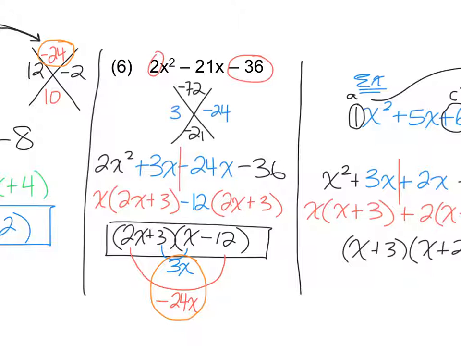Because you already know that the 2x and the x is going to give you 2x squared. The 3 and the negative 12 is going to give you negative 36. Those are generally not the problem. It's the outer and inner terms. So the outer product and the inner product need to come together through a sum to give you the middle term. If that doesn't happen, then all hell breaks loose.